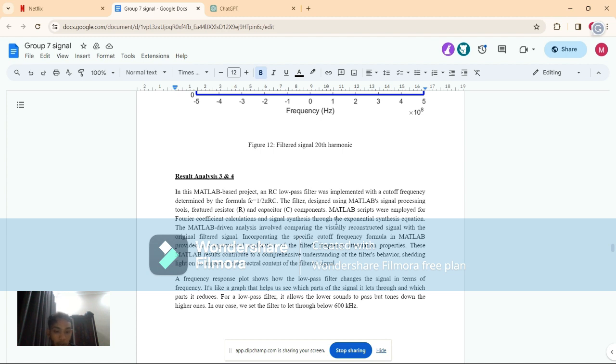These MATLAB results contribute to a comprehensive understanding of the filter behavior, shedding light on its impact on the spectral content of the filtered signal.